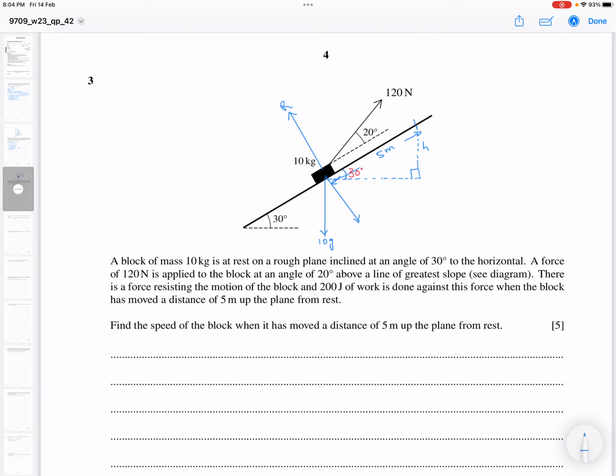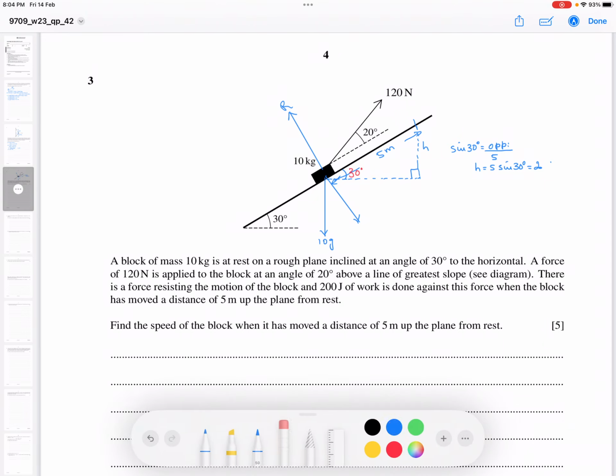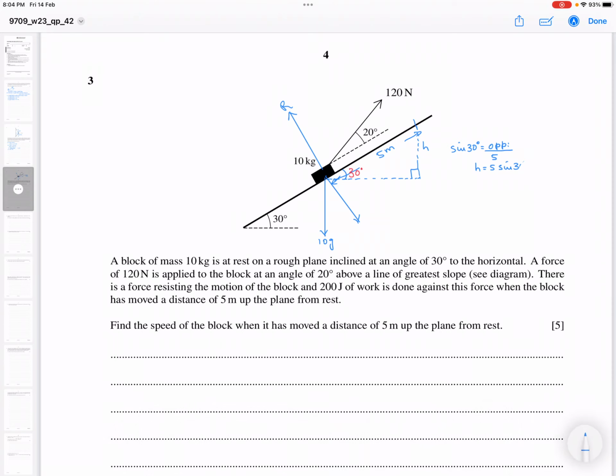So my sine 30 is equal to opposite over hypotenuse, which is 5 meters, and my opposite is my height, so my height is 5 sine 30, which is equal to 2.5 meters.